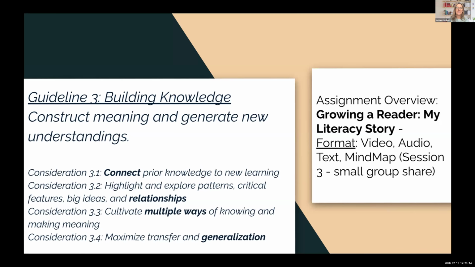And so here I'm highlighting the idea of what it means to be in a space together where we all didn't learn the same way. And how do we build relationships that help us learn together? Another one of the considerations here is making sure that we cultivate multiple ways of knowing and making meaning, and that we maximize transfer and generalization.